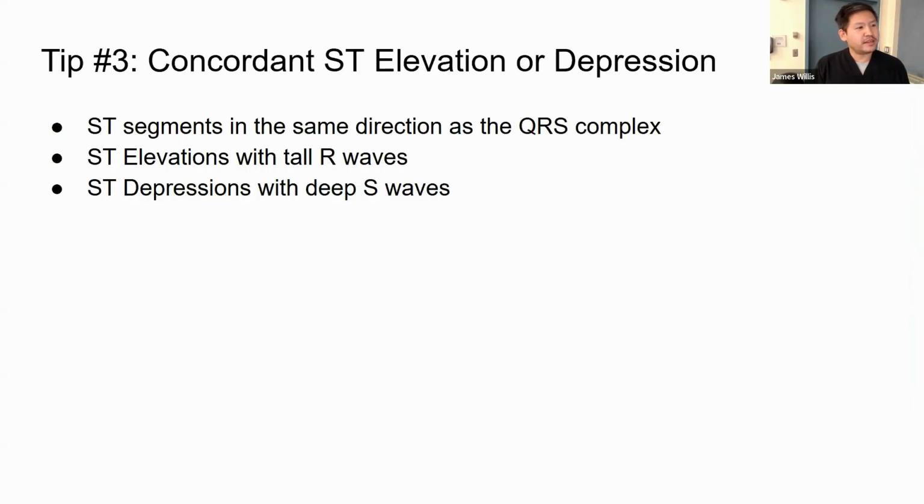So another tip is that if you have any concordant ST elevation or depression, what does that mean? It means you have ST segments that go in the same direction as your QRS complex. So if you have ST elevations with tall R waves, or ST depressions with deep S waves, those can be concerning, but they can also be some other diagnosis like early repol, which is also very problematic to diagnose an MI.